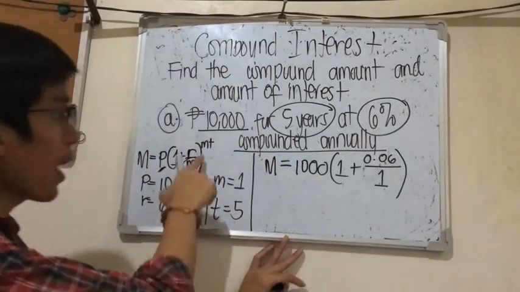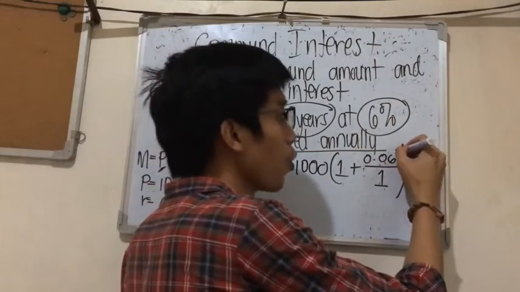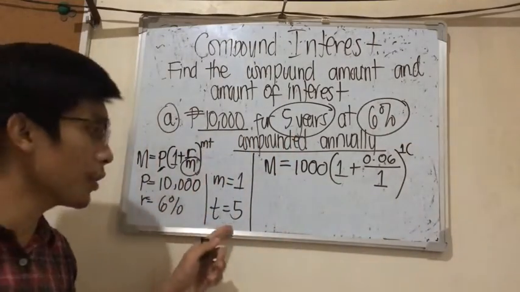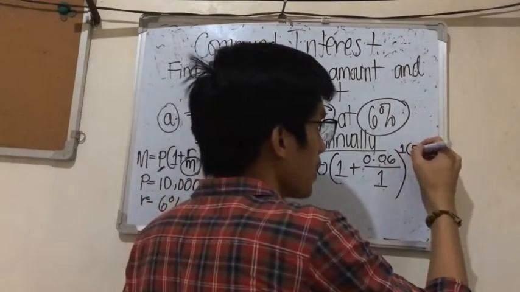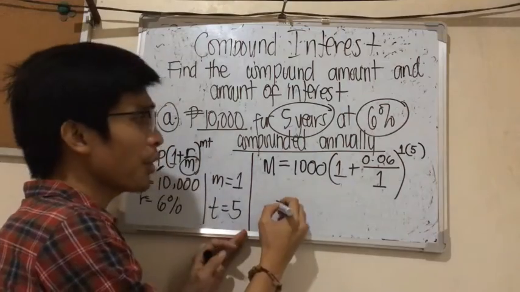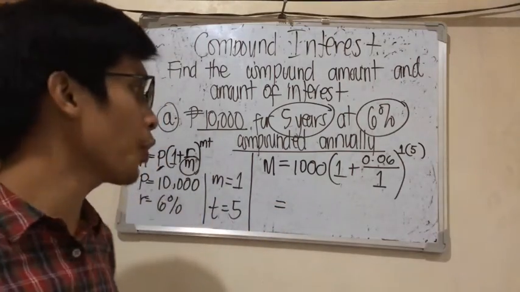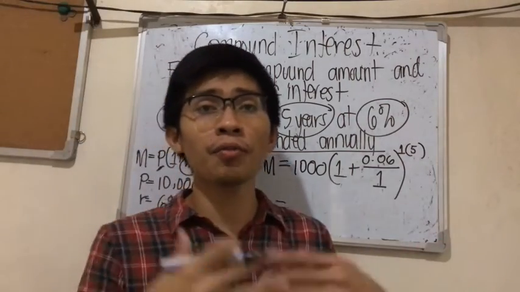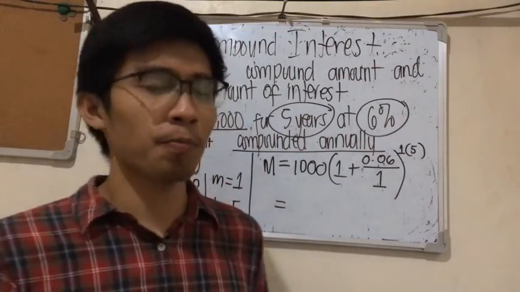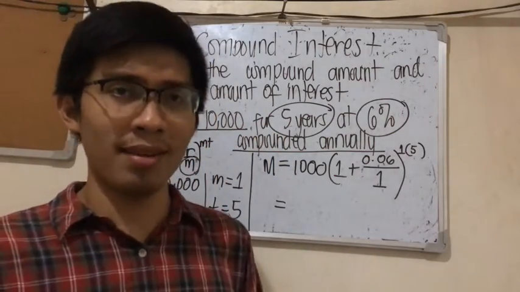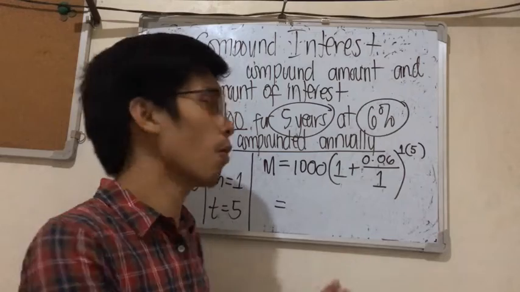Raised to the power of M. What is again your M? That is 1, multiplied by T. What is your T? That is 5 years. So after you substitute that in your formula, you are now ready to find the maturity value. So how are you going to do that? You simply solve it, okay?